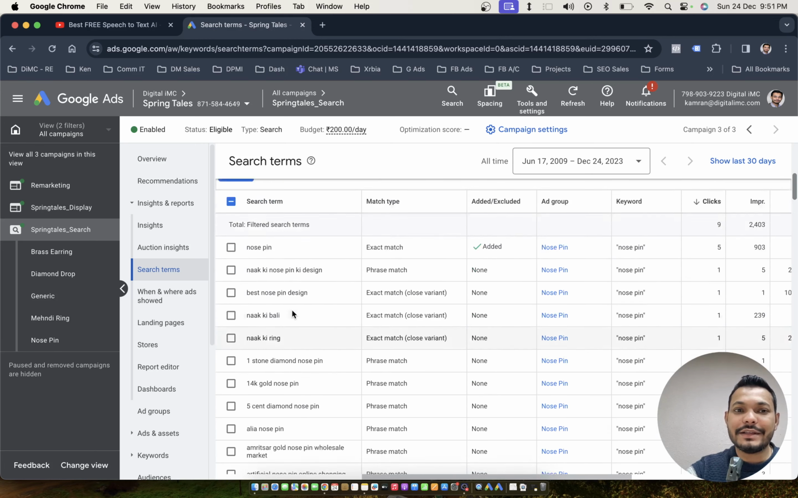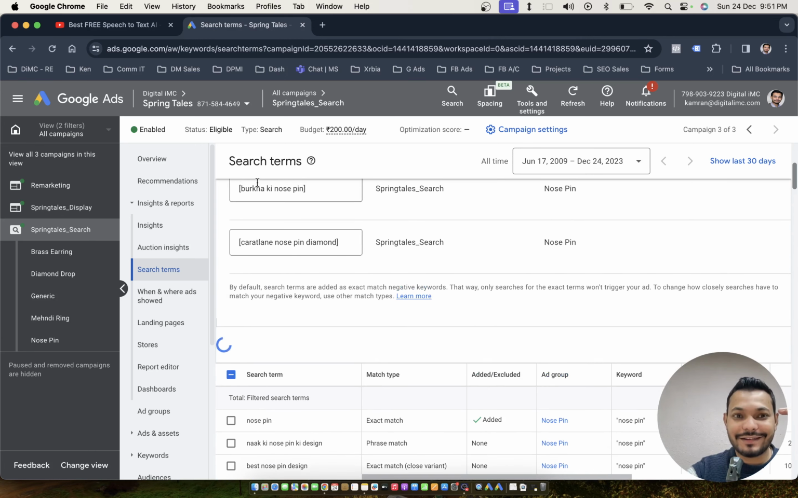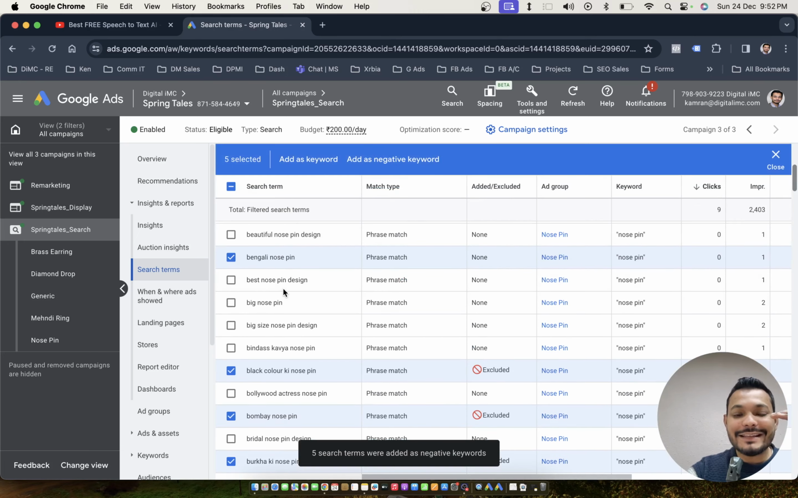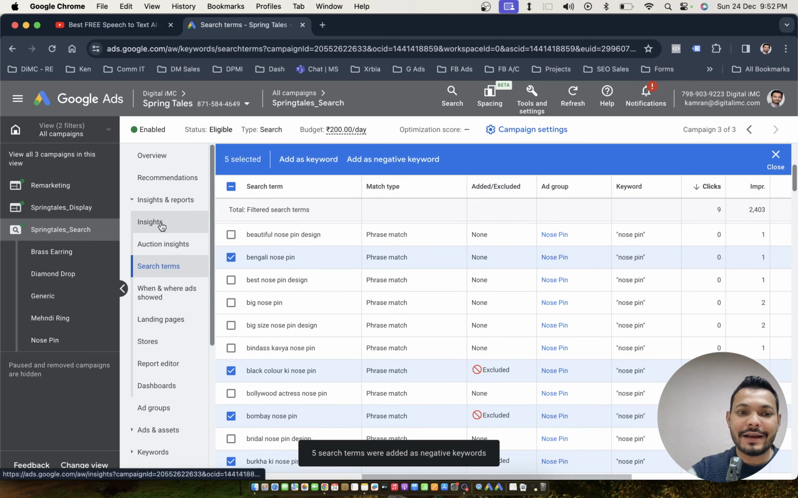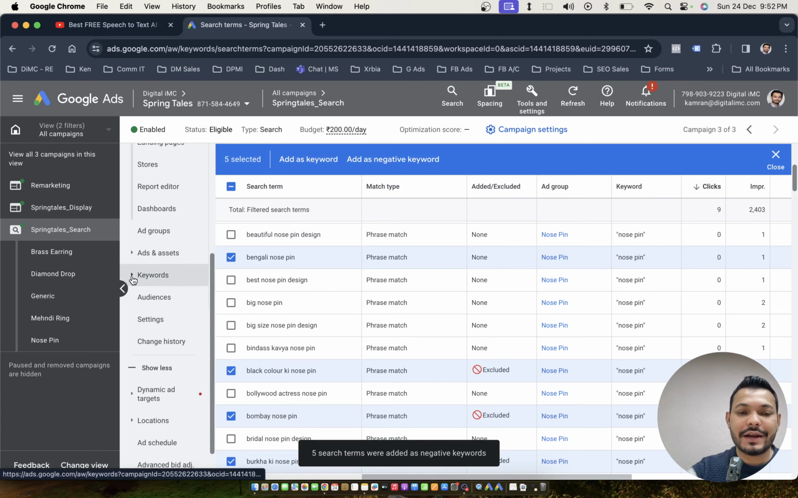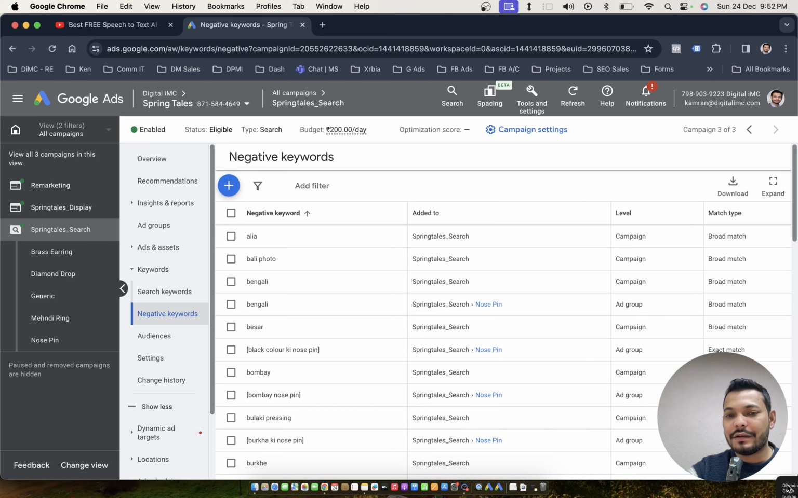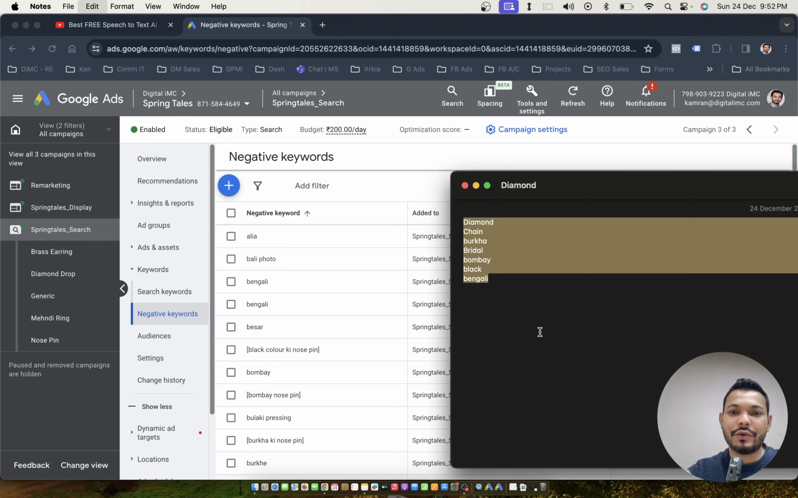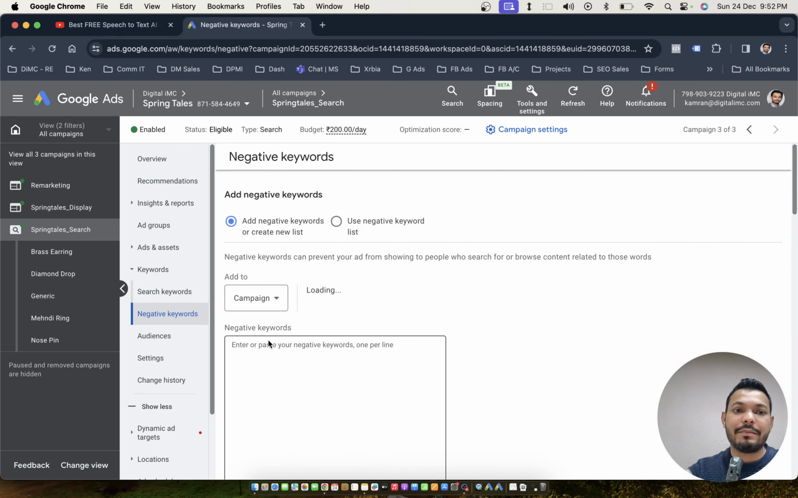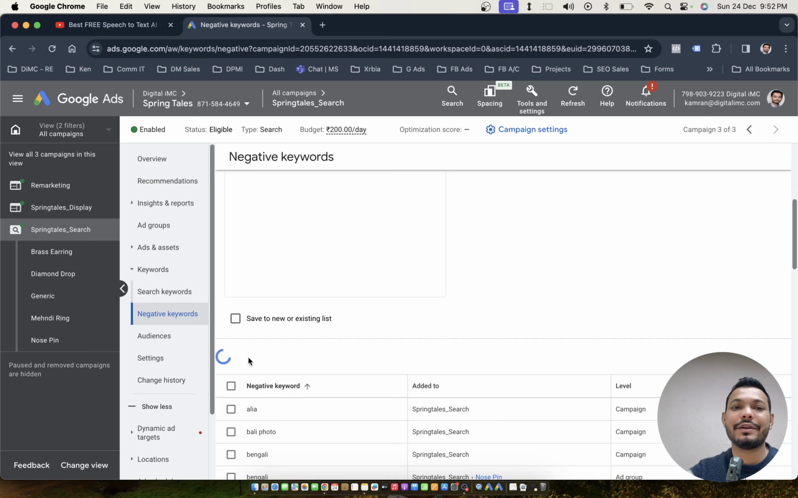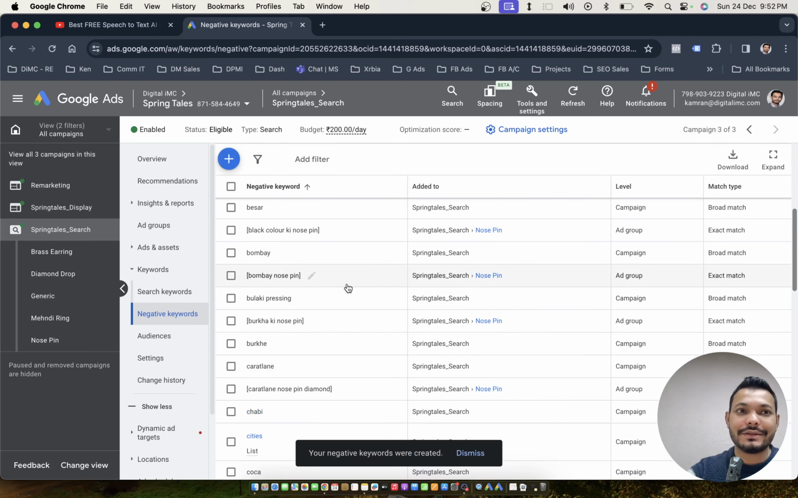So now I just save all these terms in negative, and these terms have been added to my negative keyword list. You can also add a negative keyword list from here, of course. I was also having this list which I was trying to create while talking to you. So I can simply copy all these keywords and add them as negative at the campaign level. If I want, I can also add them in negative at the group level as well. And then I save my negative keyword list.